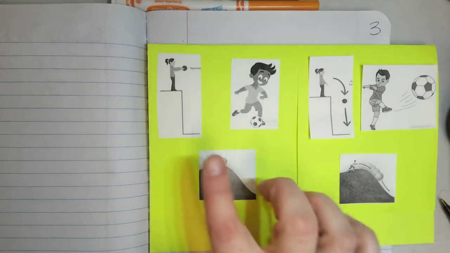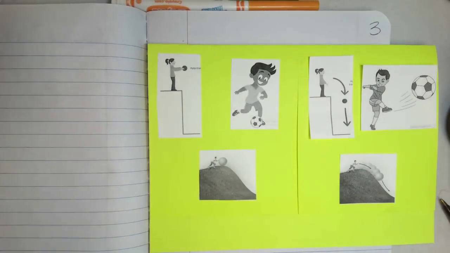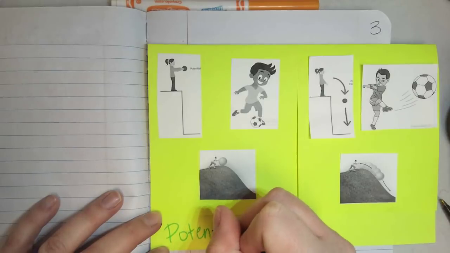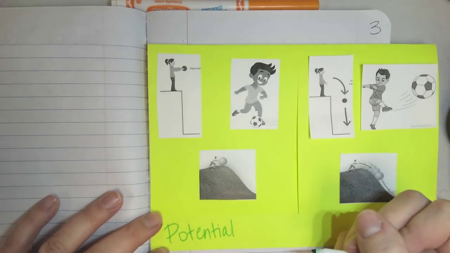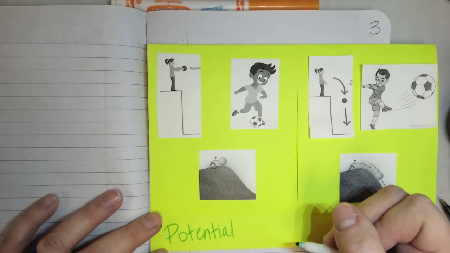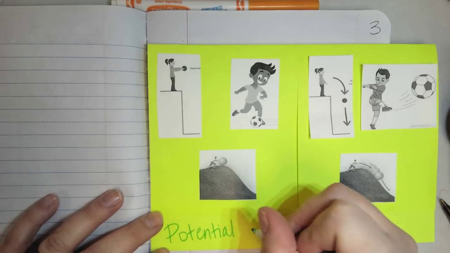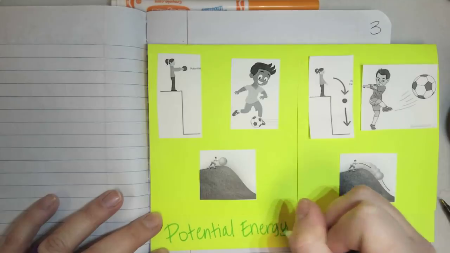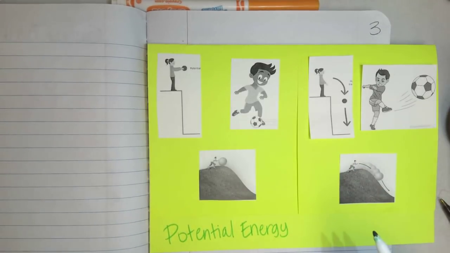All of these are representing a type of energy where the object is actually not in motion, and we call that potential energy. So I'm going to write that at the bottom. Potential, P-O-T-E-N-T-I-A-L, energy, E-N-E-R-G-Y. Remember, we're only talking about this half right here.